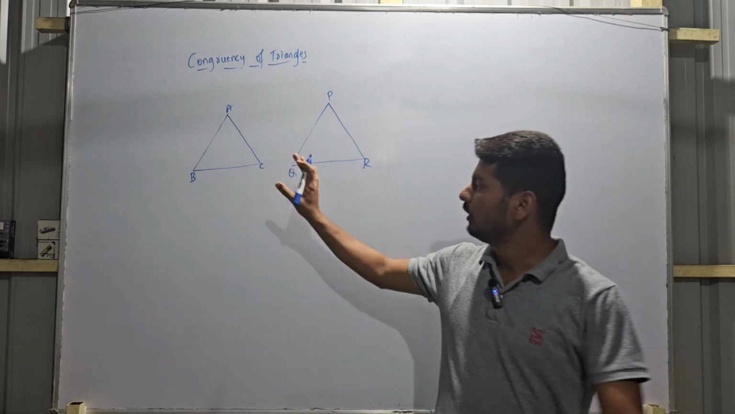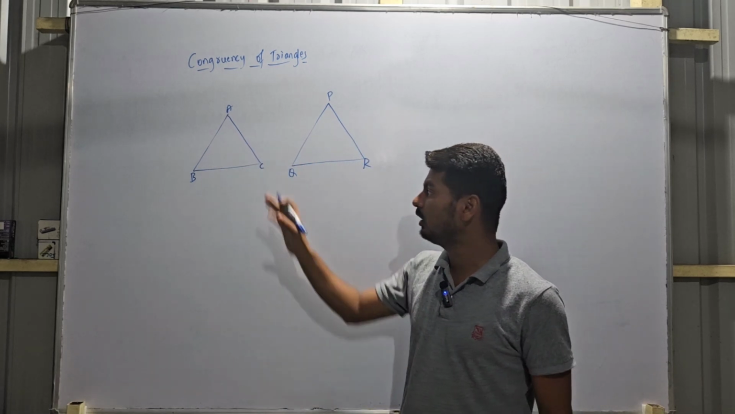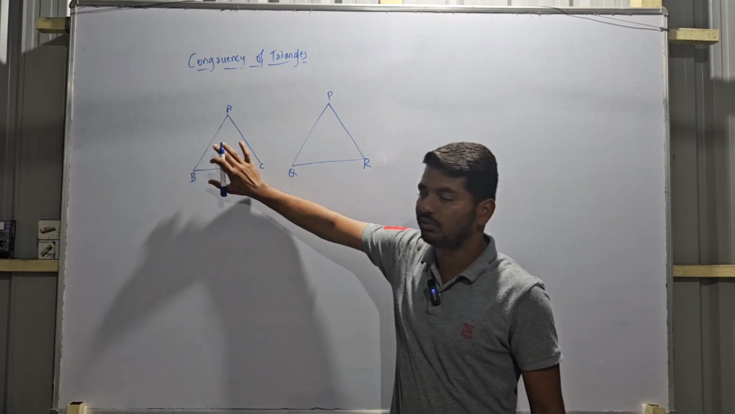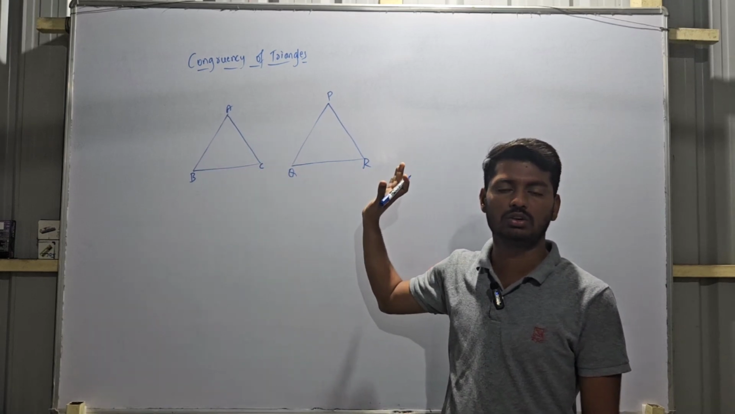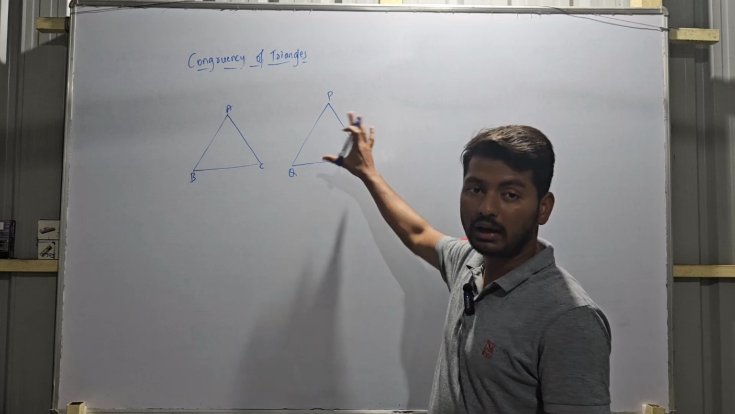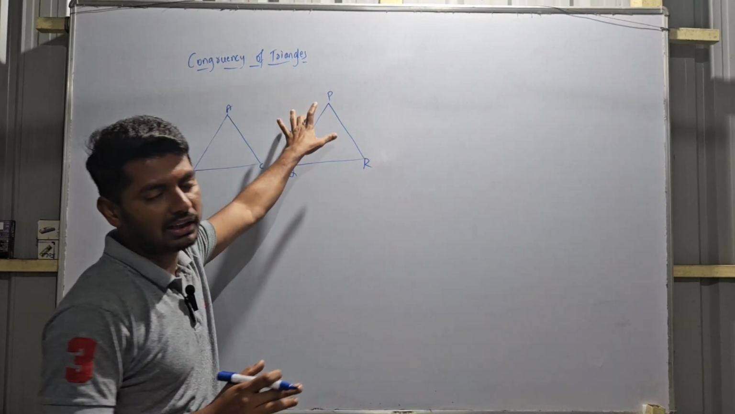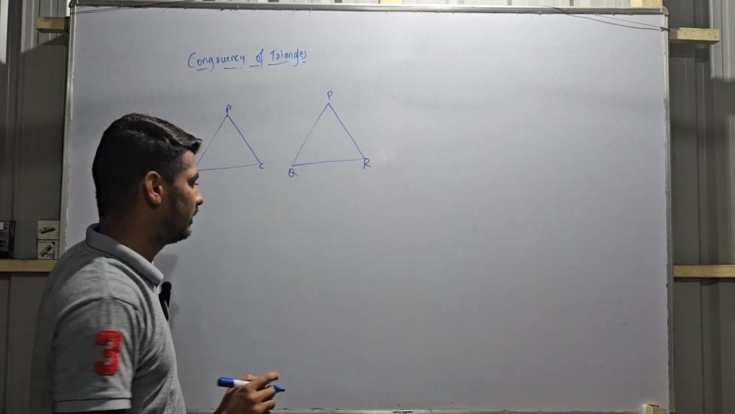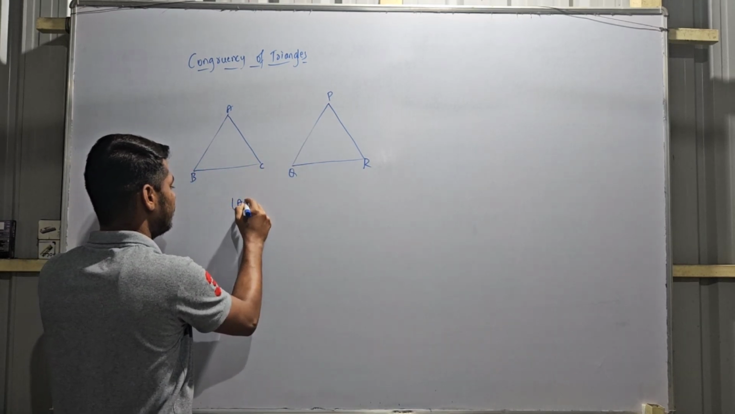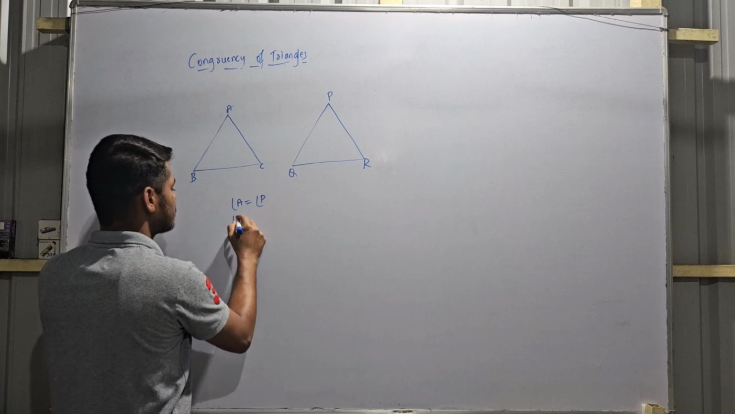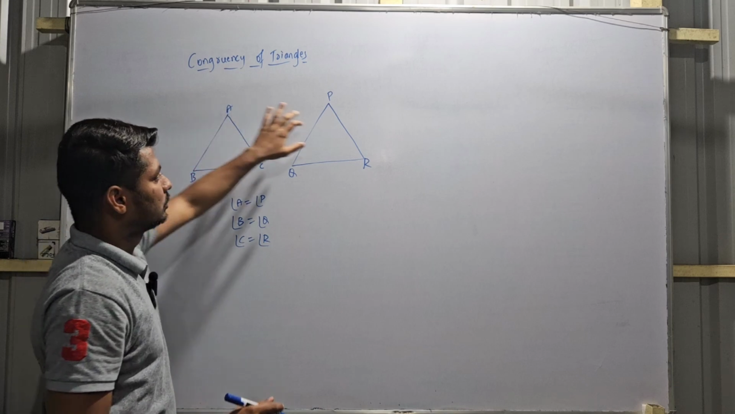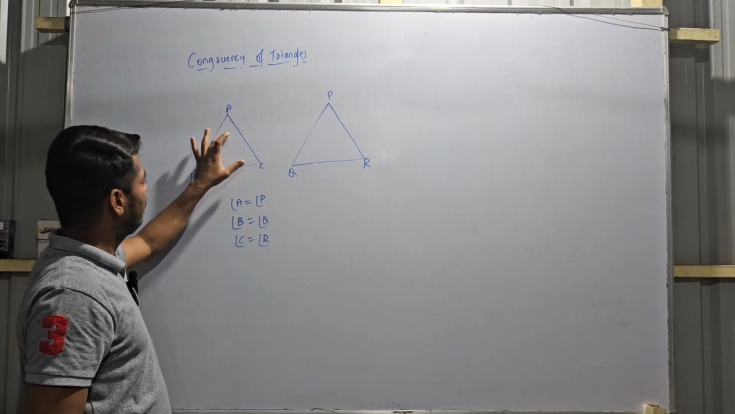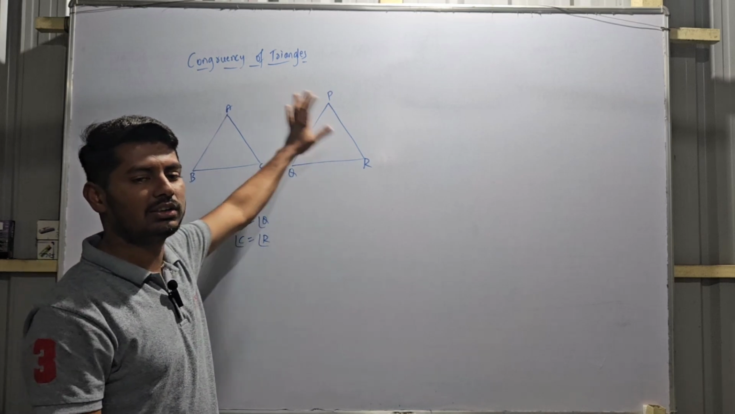When two triangles are given like this, to say they are congruent, corresponding angles of one triangle must be equal to corresponding angles of another triangle. Corresponding sides of one triangle must be equal to corresponding sides of another triangle. Angle A must be equal to angle P, angle B must be equal to angle Q, and angle C must be equal to angle R.